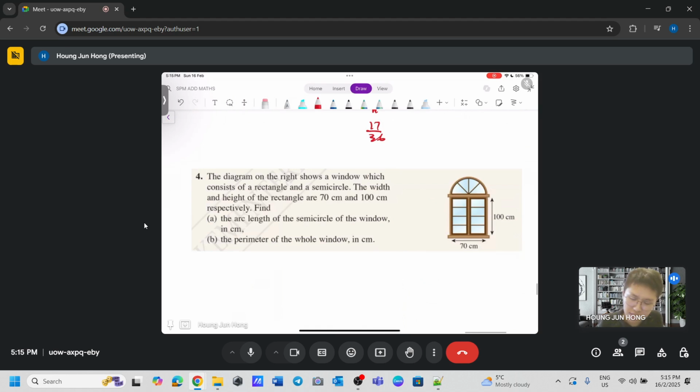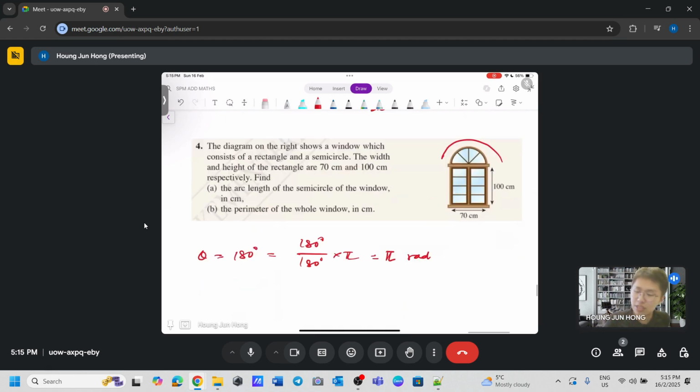So first of all, this is a rectangle and a semicircle. Agree. The width and height are given already. Now they ask you to find the arc length of the semicircle. Again, semicircle means the angle is 180. Convert it, as you should know, 180 represents pi. It's just pi radian, 3.142. And then the arc length is essentially s equal to r theta.